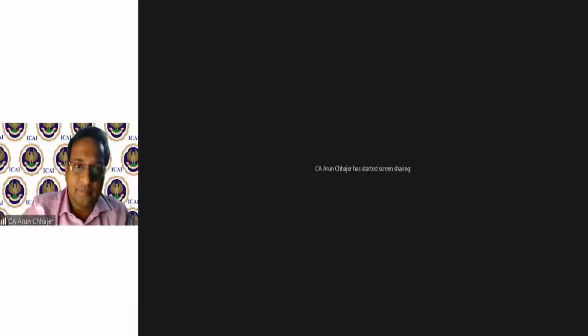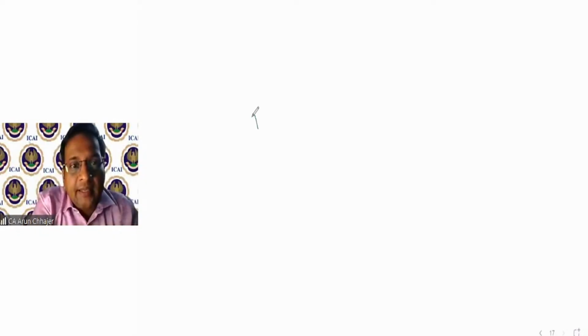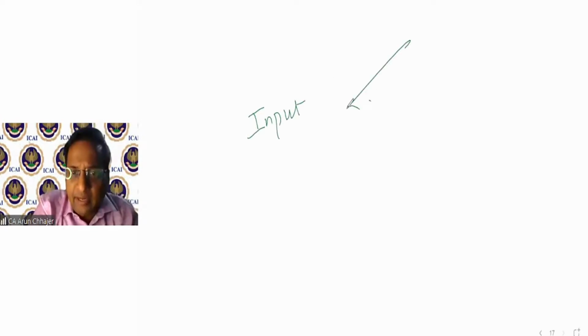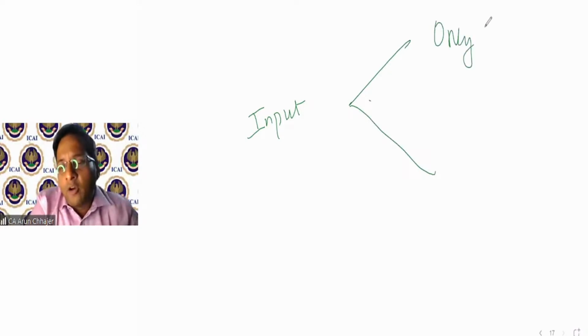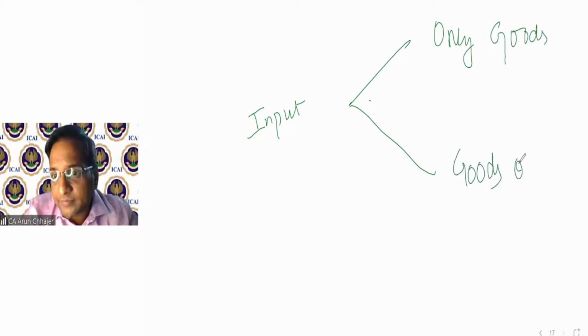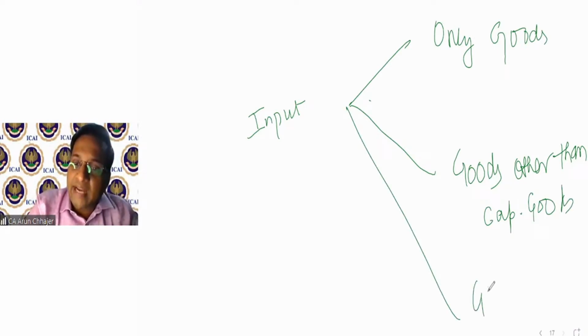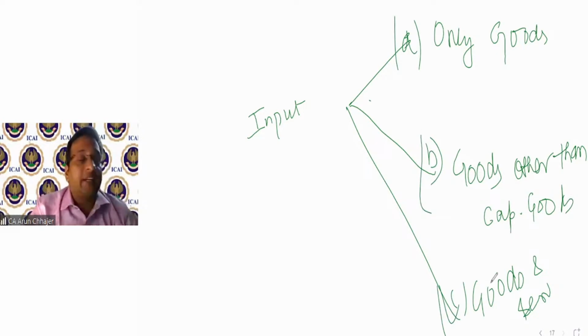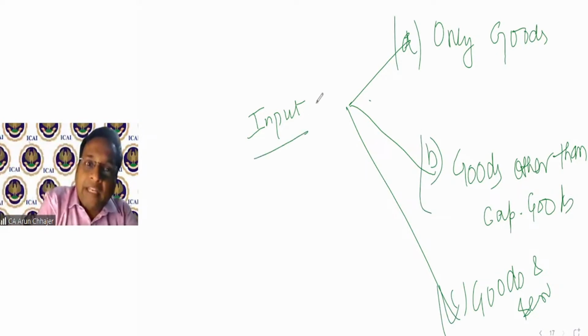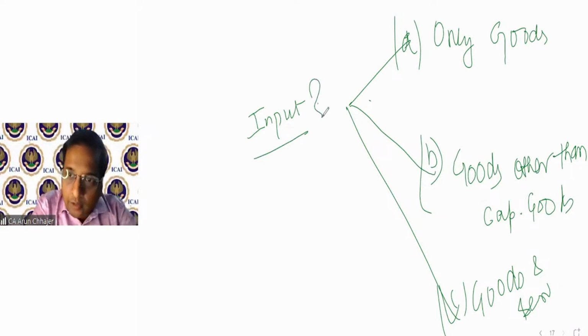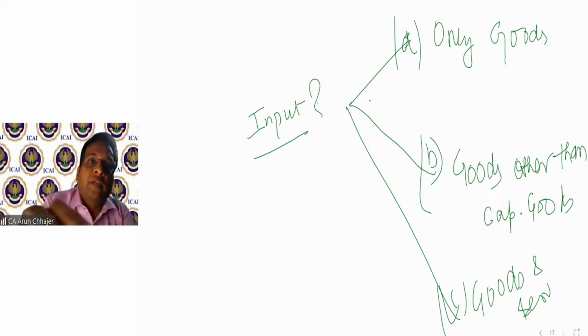Try to understand one point. See, the difference: whether input means, give me the one answer. Input means only goods, or goods other than capital goods, or goods and services both. My point, so there are three options, A, B and C. Please select the correct option. What is the meaning of input? Input means goods only, or goods other than capital goods, or goods and services both. What is the meaning of input? Kindly.